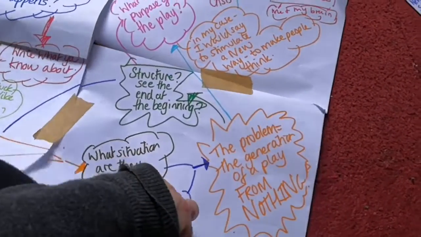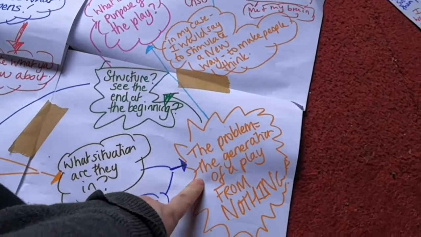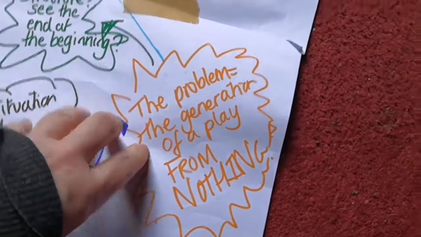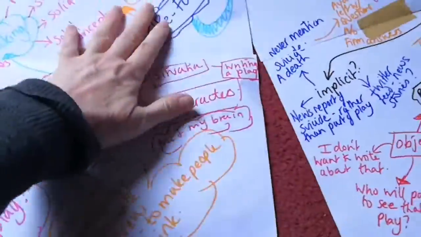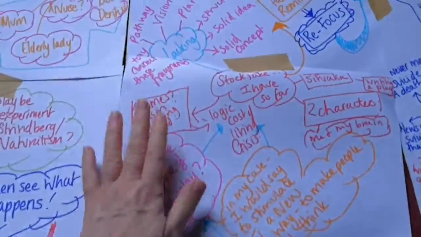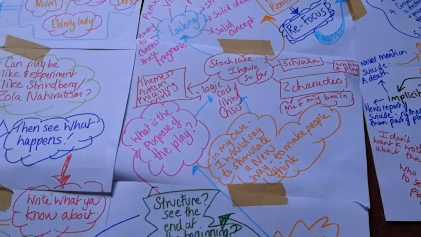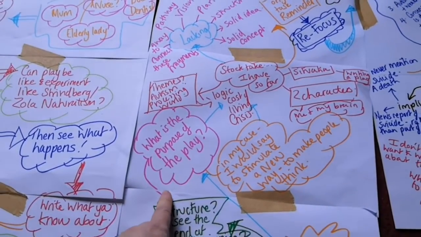Don't know why I wrote that. So the problem equals the generation of a play from nothing. So my brain's starting to put up blocks and objections, even in this spider diagram. What's the purpose of the play?